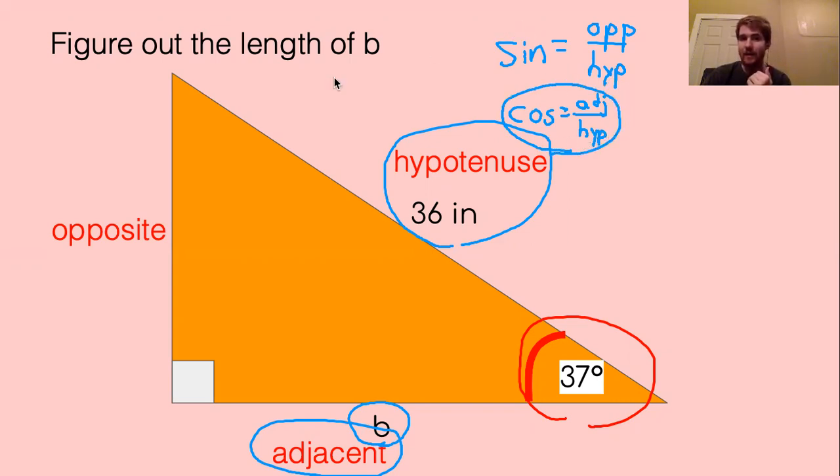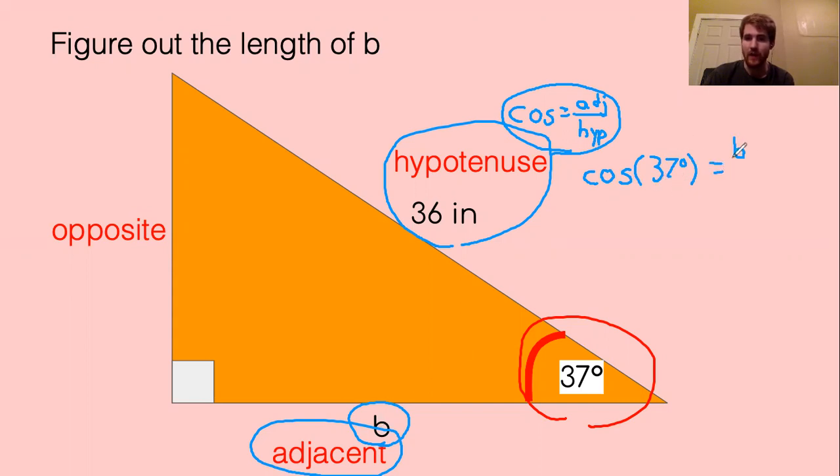Once we have that, and we've decided we don't care about the sine, we care about the cosine, we're going to just substitute in the numbers we have. So cosine of an angle, what is the angle? 37 degrees, equals the adjacent side, that's B, divided by the hypotenuse, that's 36. Now this is just a complex algebra problem.